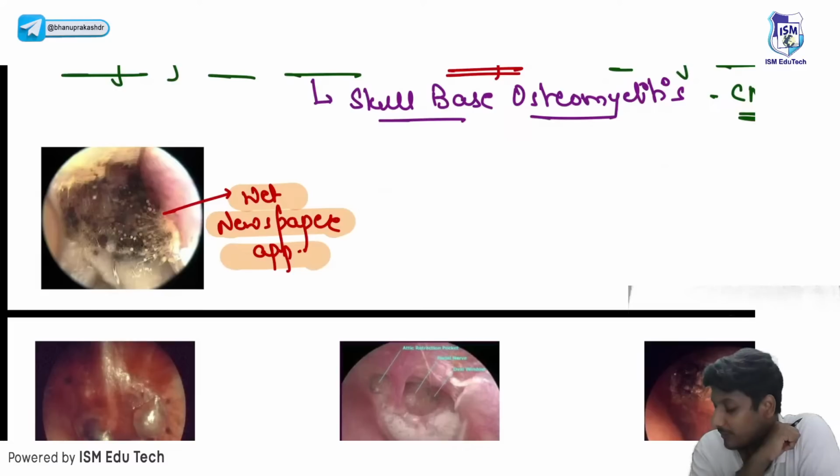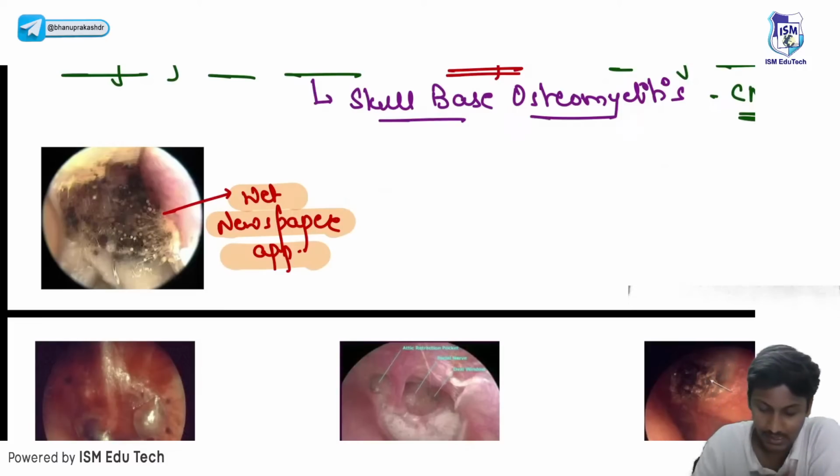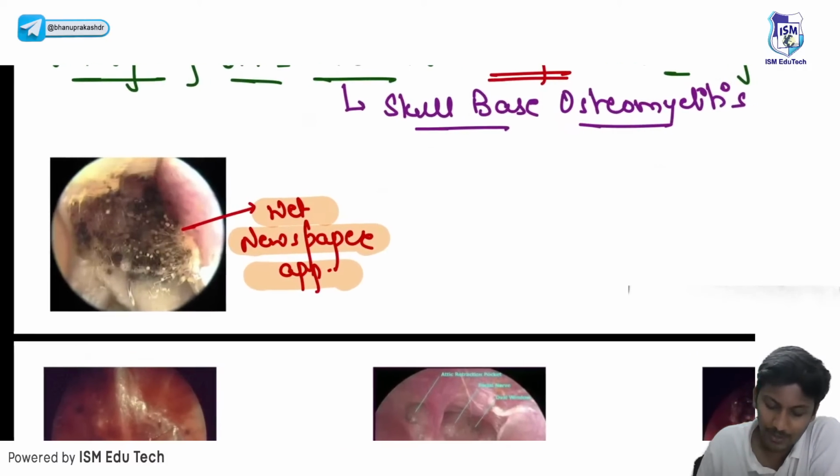Ceftriaxone is definitely commonly used. If they ask you commonly, it is very commonly used because in most cases we do not have other drugs. Getting monosef in government hospitals is a big thing. That's the important thing. Wet newspaper appearance.